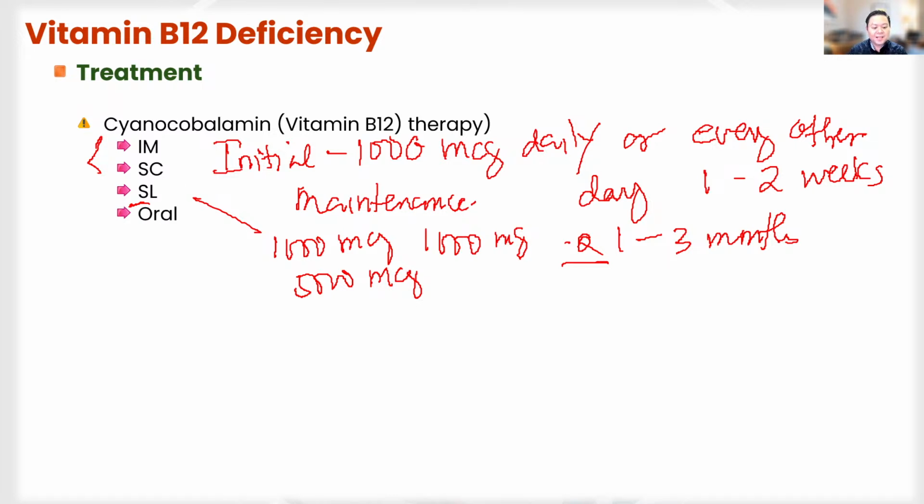Now, let's talk about the oral dose of the vitamin B12. And this is going to be used for those patients that may have a mild form of the deficiency. And the range of dose will be about 1,000 micrograms to about 2,000 micrograms per day. Let me rewrite that. 1,000 micrograms to 2,000 micrograms per day.